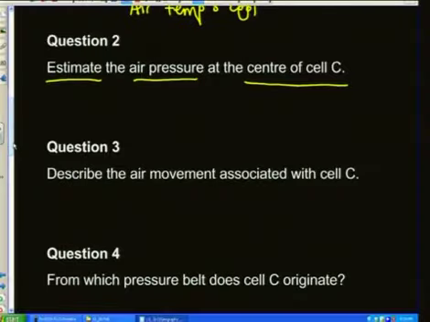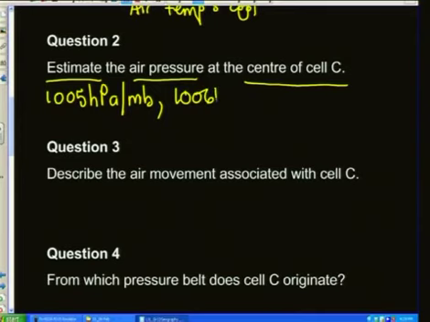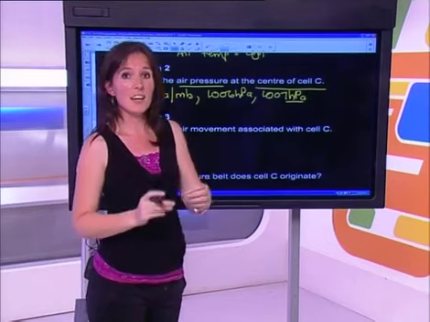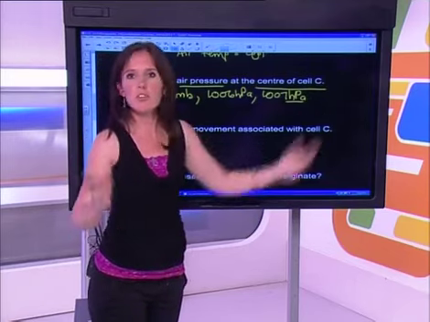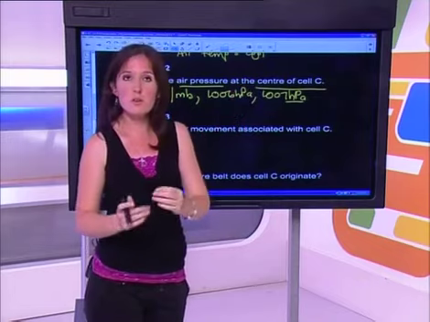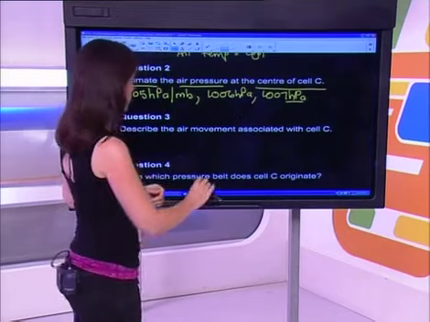Let's write those down. So it could be 1,005 hectopascals. They also accept millibars. It could be 1,006 or 1,007. So any of those answers would be acceptable. However, if you put just 1,007 and then you forget to put the hectopascal, and I'm very strict with my children and I say that's wrong, okay, because what units are you using? So you must always remember to put those units with your answers to each question.